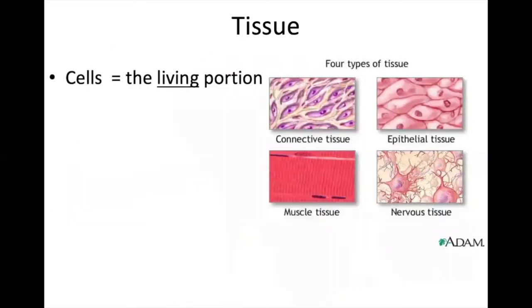So let's talk about those cells. We got 2 different things to worry about when we talk about tissues. We have the cells and the matrix. More on that in a little bit. Cells are the living portion of a tissue. Remember, we learned in Bio 1 that cells actually are alive. Now, they're not self-aware or anything.